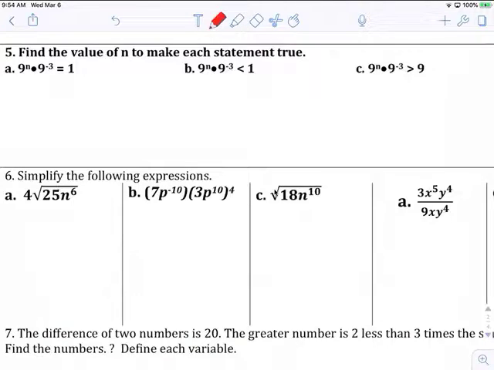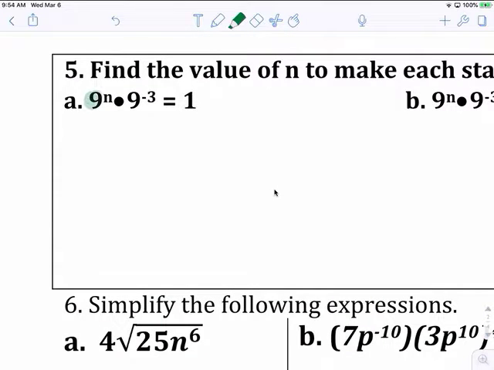This one is easy, but you need to have all the bases to be 9 here. And this is a 1, so you need to put 9 to the 0 power. Okay, so then you go n plus a negative 3 equals 0. And then add 3, so n can be 3 only.